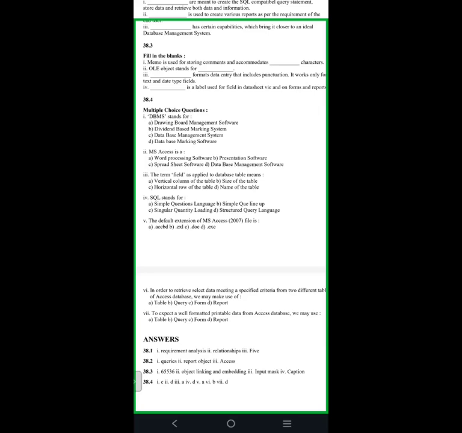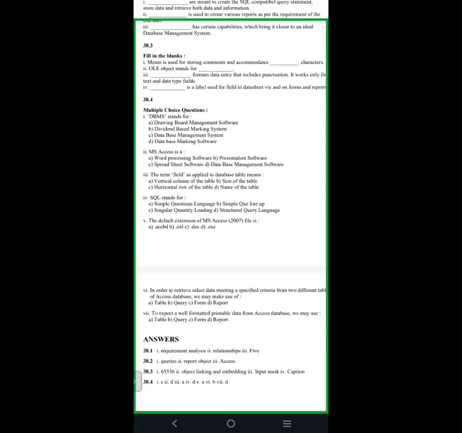DBMS stands for Database Management System. MS Access is a database management software. The term field is applied to database table means vertical column of the table. SQL stands for Structured Query Language. The default extension of an MS Access 2007 file is .accdb.